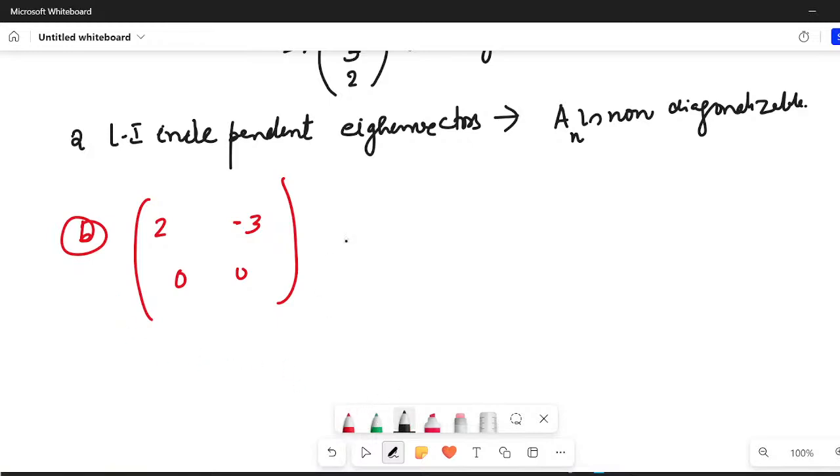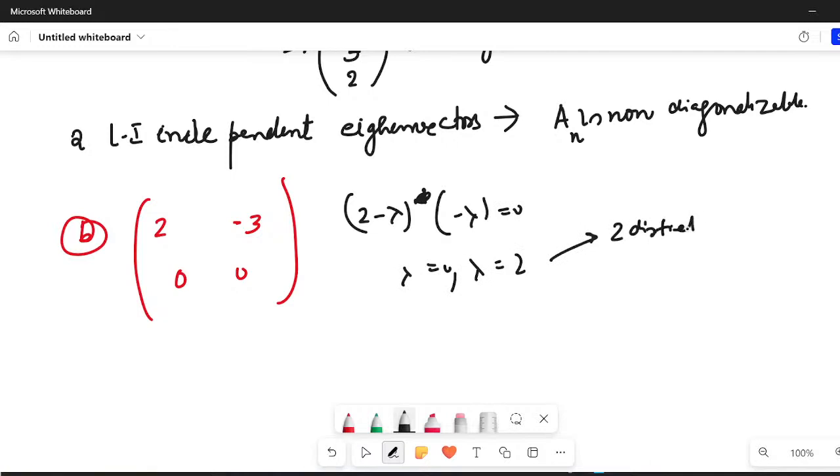So I know that for this matrix, the characteristic equation will be (2 minus lambda) squared, and (2 minus lambda) into (minus lambda) is equal to 0. So it has lambda equal to 0 and lambda equal to 2. Clearly there are two distinct eigenvalues. If there are two distinct eigenvalues, then the matrix is diagonalizable. So B is indeed diagonalizable, no issues.